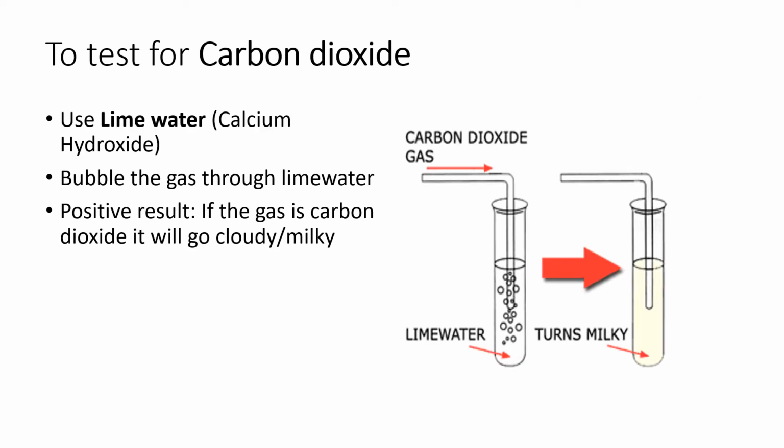Okay, so our next one is carbon dioxide. Again, carbon dioxide comes up at key stage 3. You will have done this one before, seen this one before. You would use something called lime water, which is calcium hydroxide. And what you do is you bubble your gas through lime water, and if the lime water goes cloudy or milky, then it is carbon dioxide. So the procedure is to bubble the gas through lime water. A positive result would cause the lime water to go cloudy or milky. So pause the video now and add that to your table.